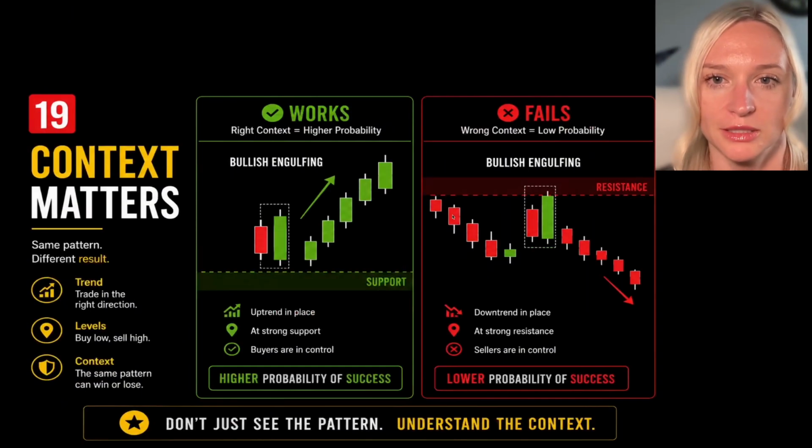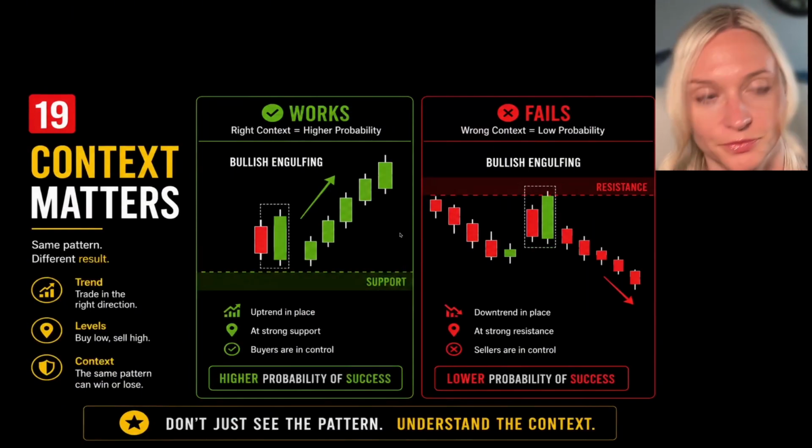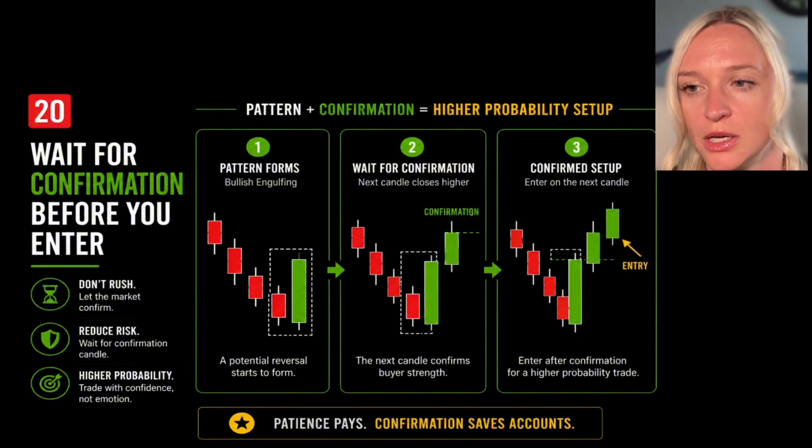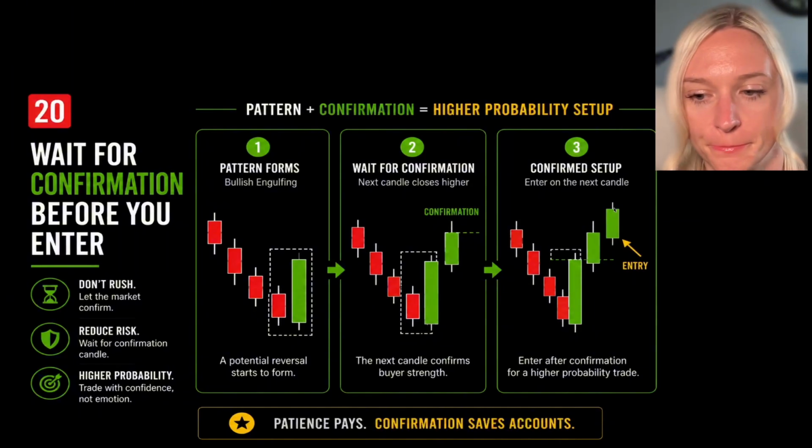So we wait for what? For confirmation. Now I lost my chart. There you go. And we wait for what? Confirmation. We wait for confirmation, we enter, and then we trail our stop.